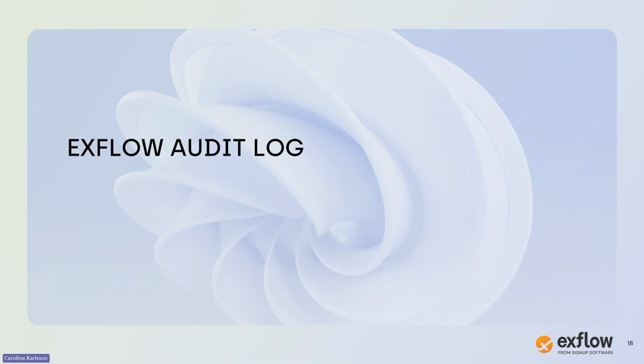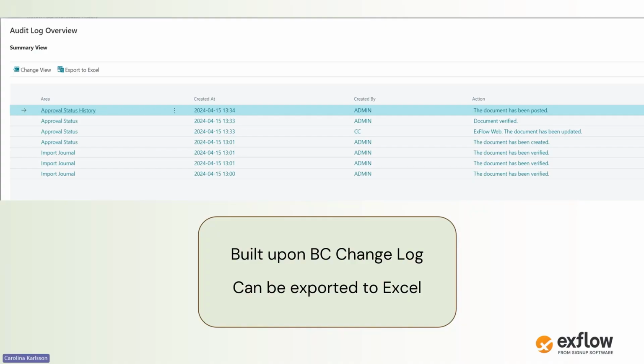And then let's move on to ExFlow Audit Log. The ExFlow Audit Log is built on top of the BC change log. And the audit log provides a more user-friendly record of changes that are made to a document and/or the approval rules and the ExFlow contracts. So you can see it in those three places.